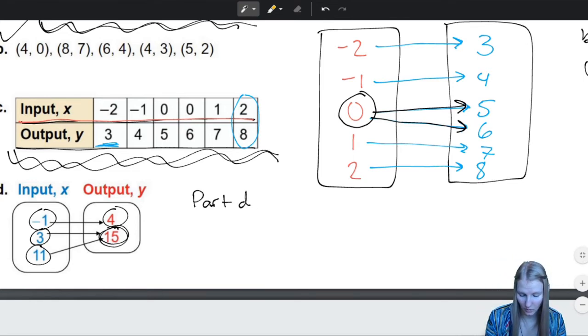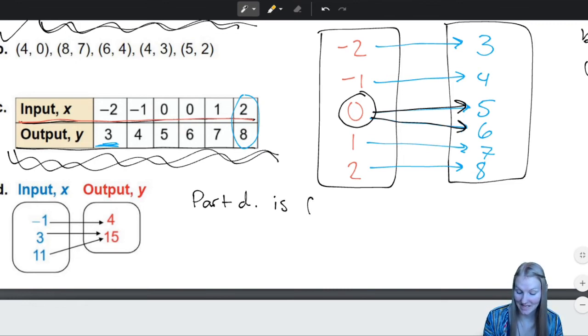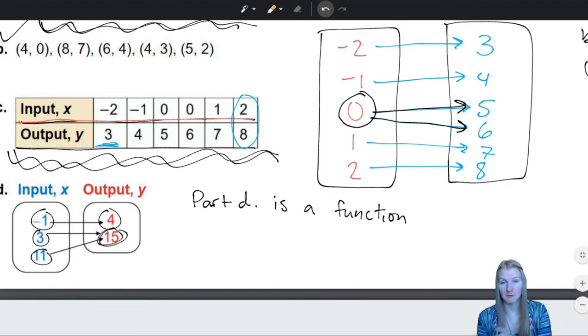So, what do you think? Part D is or is not? What do you think? Is part D a function? Yes. Part D is a function. Because every input has one output. -1, 4. 3, 15. 11, 15.